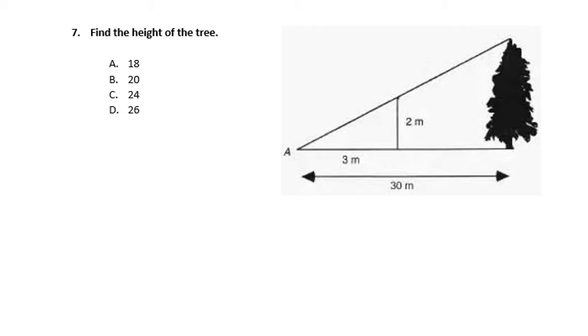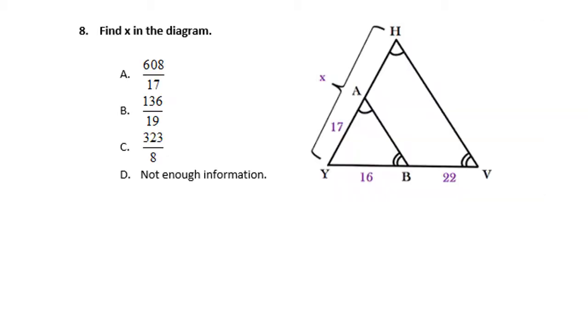Question 7. Find the height of the tree. A is 18, B is 20, C is 24, D is 26. Question 8. Find X in the diagram. A is 608/17, B is 136/19, C is 323/8, and D is not enough information.